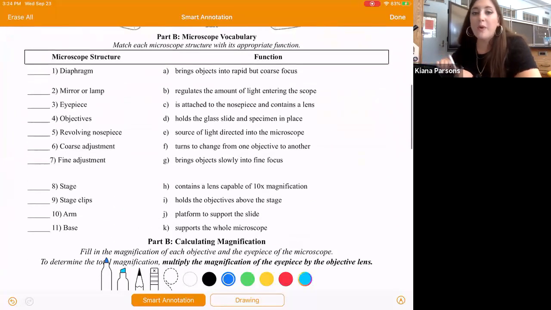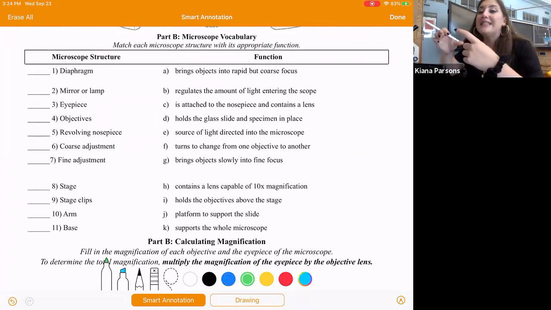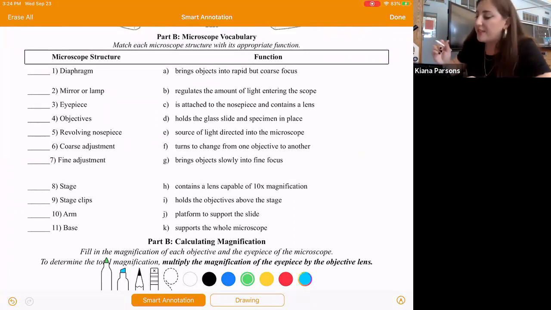Now let's go through part B, microscope vocabulary. So we're going to match each microscope structure with its appropriate function. You guys might remember at the beginning with our microscope tour, I talked about how the diaphragm is a disc underneath the stage that rotates to regulate the amount of light entering the scope, which is letter B. You can see that there.